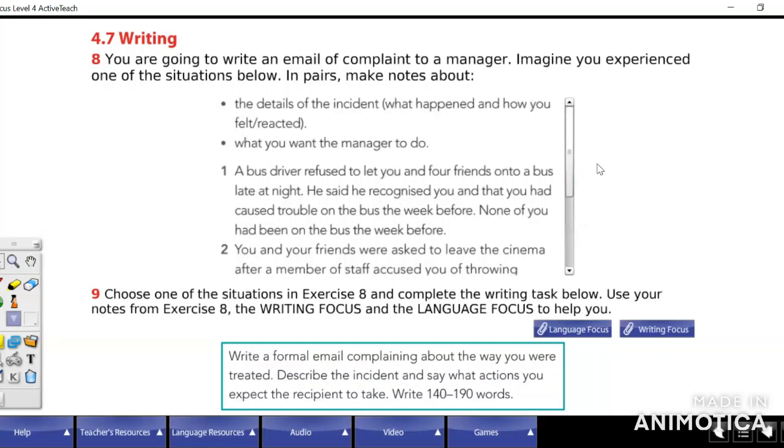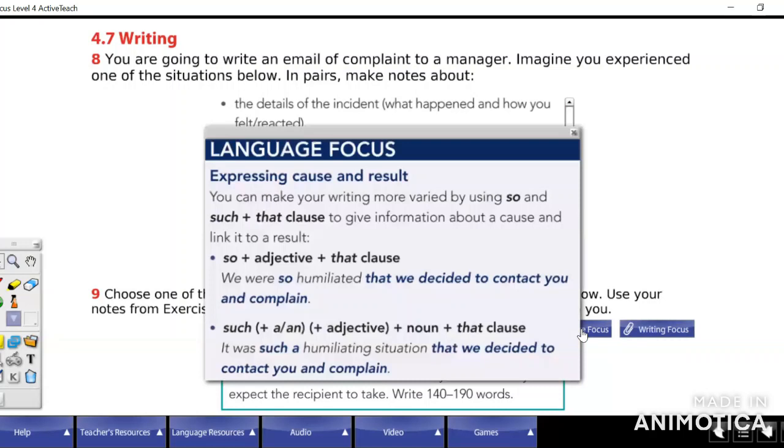Okay, is that it? Obviously not. Language focus and writing focus are here. Language, which I mentioned, we are going to look for, I want a so clause and a such. So I want both so and such, and not just the word, but the that clause too. So don't say, oh, we were so humiliated. No, I look for a sentence like, we were so humiliated that we decided to contact you and complain. So one of each, please.